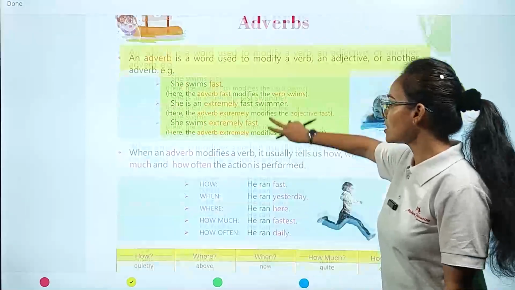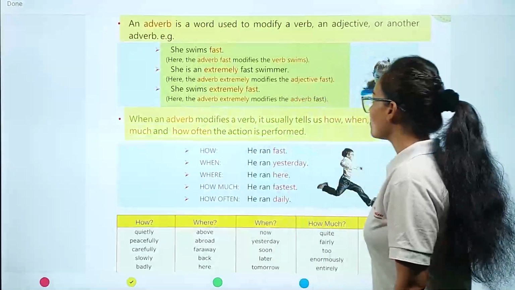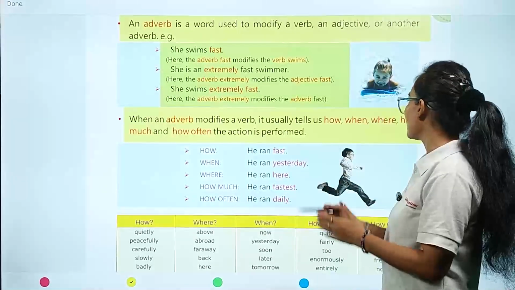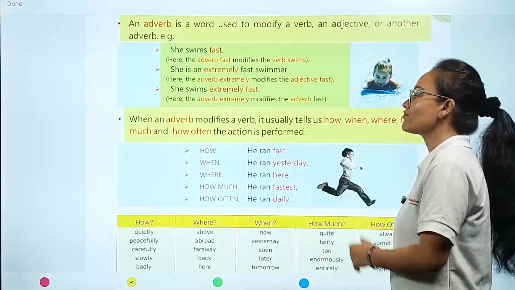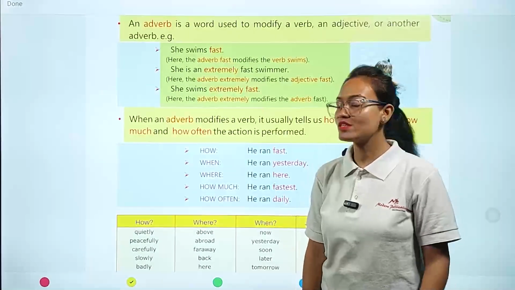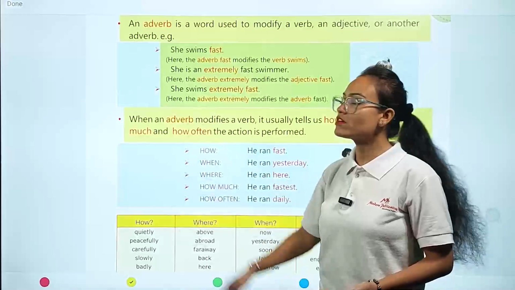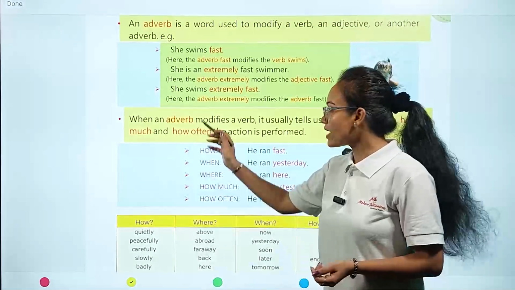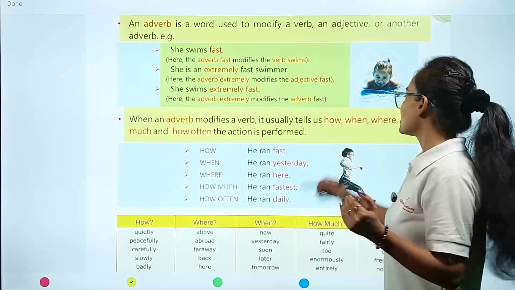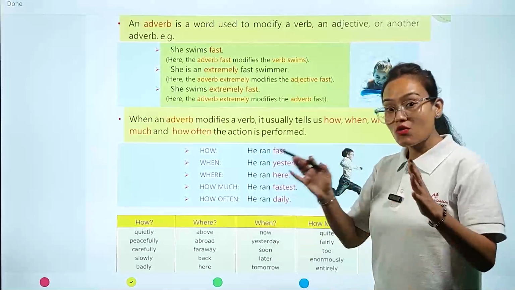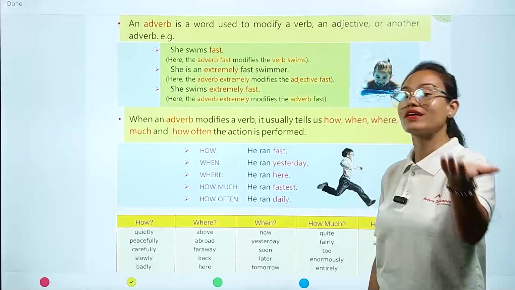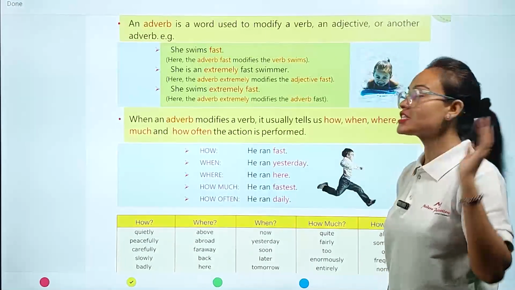Now the second point: when an adverb modifies a verb, it usually tells us how, when, where, how much, and how often the action is performed. If I'm talking about a modifier word, what modification does an adverb bring in any sentence? An adverb modifies a verb, telling us how the action is performed, how much, where, and in what way.